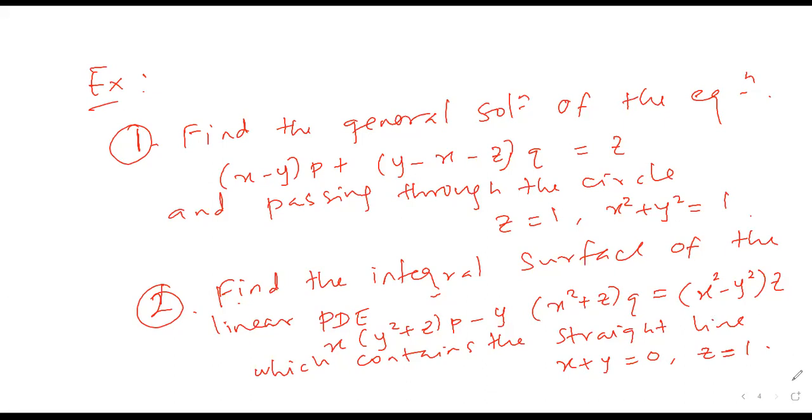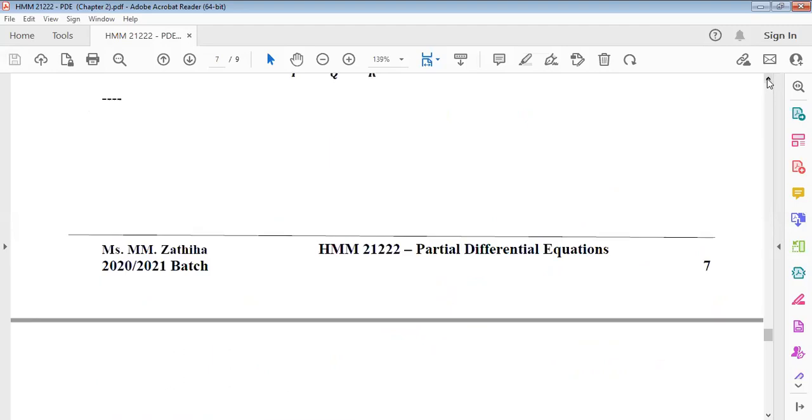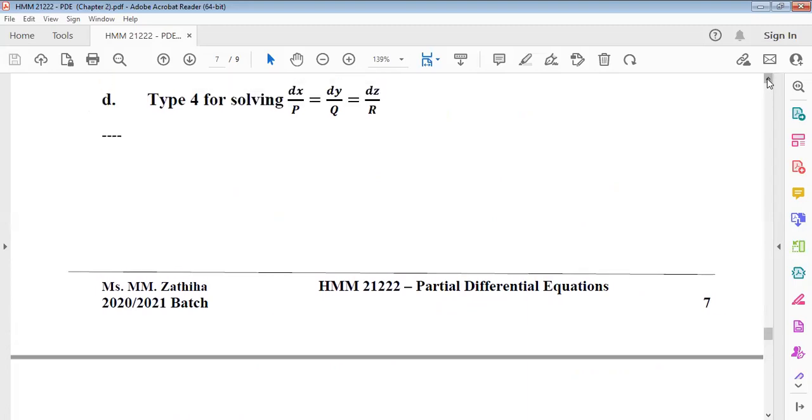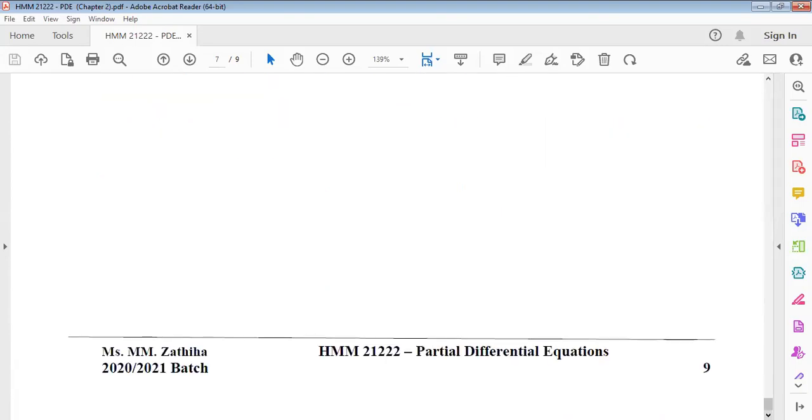Okay, let's continue our lectures. So this is coming under the section of linear PDE, okay? First order linear PDE and Lagrange. After that, integral surface has been coming under that, okay? Anyway, after that we have also studied about. Okay, I think I lost the notes. Okay, so no problem.